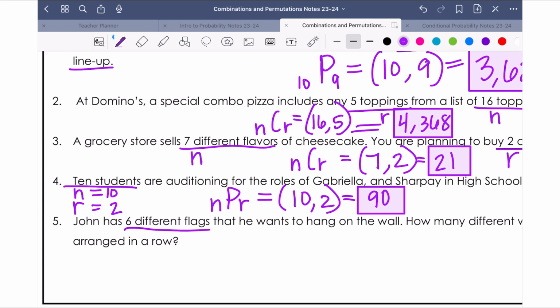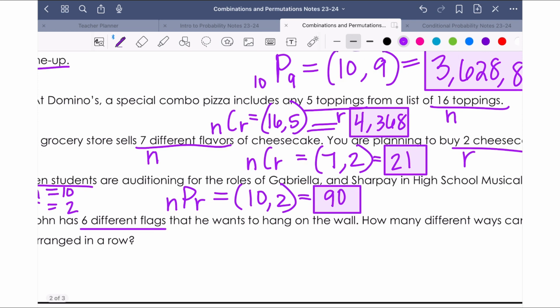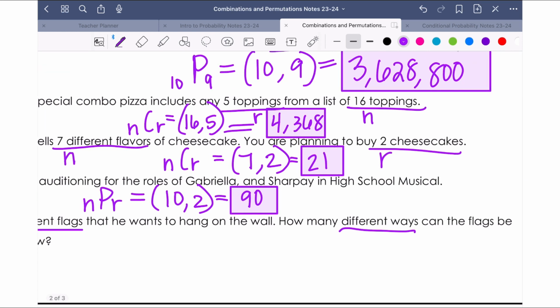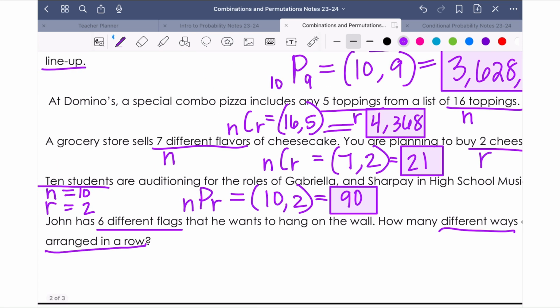John has 6 different flags that he wants to hang on the wall. How many different ways can the flags be arranged in a row? Okay. John has 6 flags. He wants to hang them on the wall. How many different ways can it be arranged? Okay, so obviously the order matters because they want to know different ways to rearrange them. So one could be in one spot, the other one could be in another spot, and vice versa. We want to know how many different spots they could be in. So yes, the order matters. So this is a permutation.